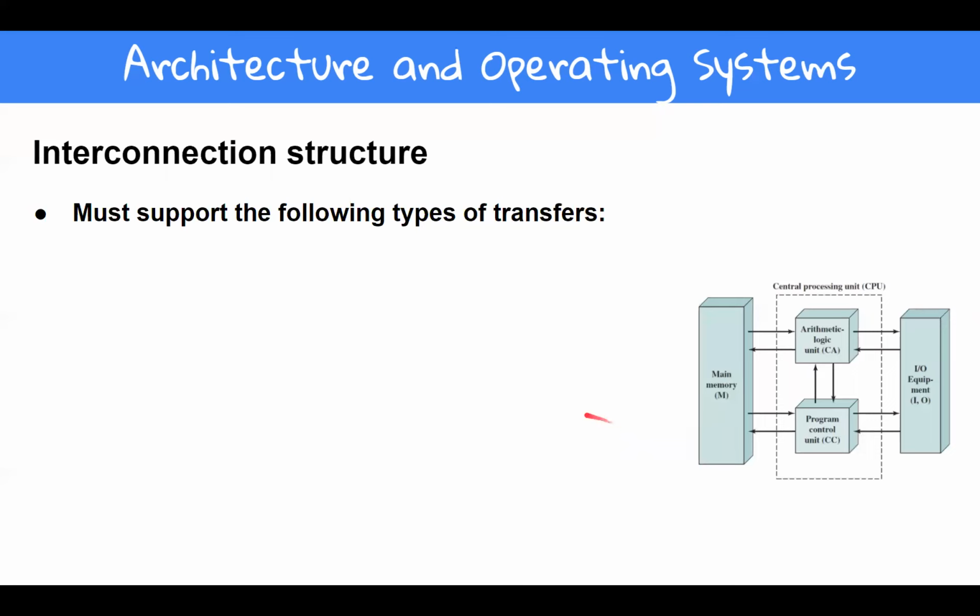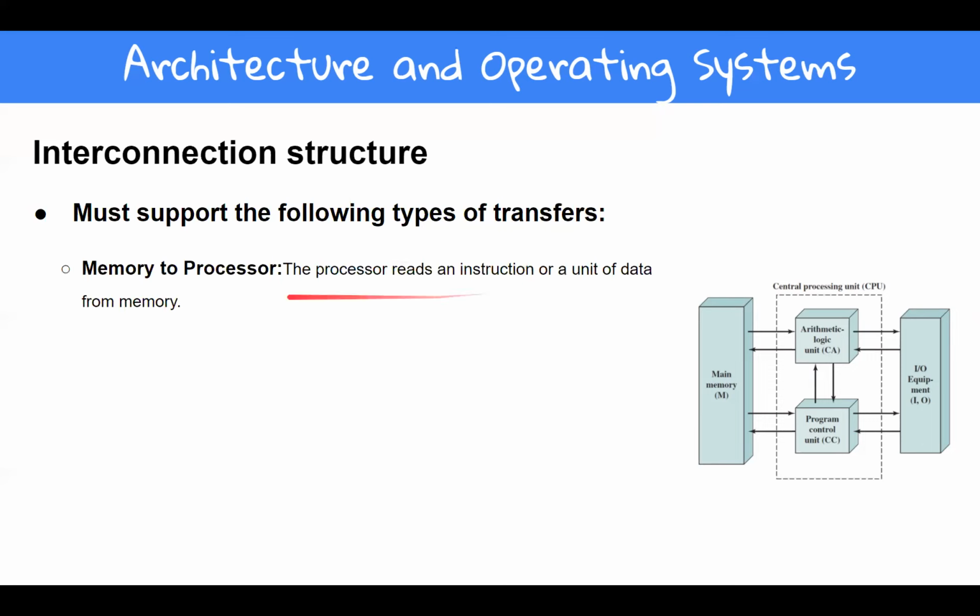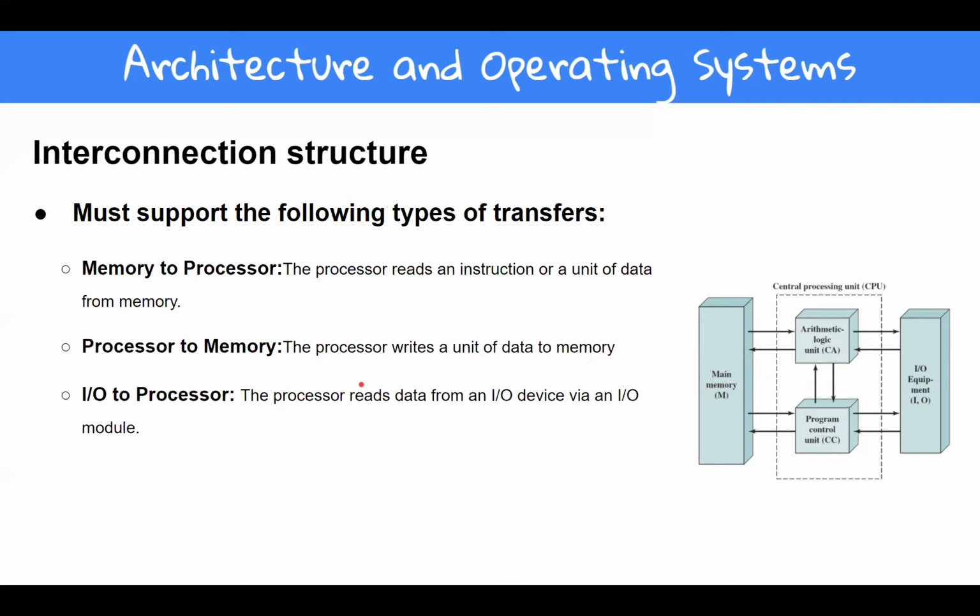So the interconnection structure must support the following types of transfer. Memory to processor: the processor reads an instruction or a unit of data from memory. So the CPU receives instructions and data from the memory. We discussed that in fetch execute. Processor to memory: the processor writes a unit of data to the memory, when you want to write or save data on the memory.